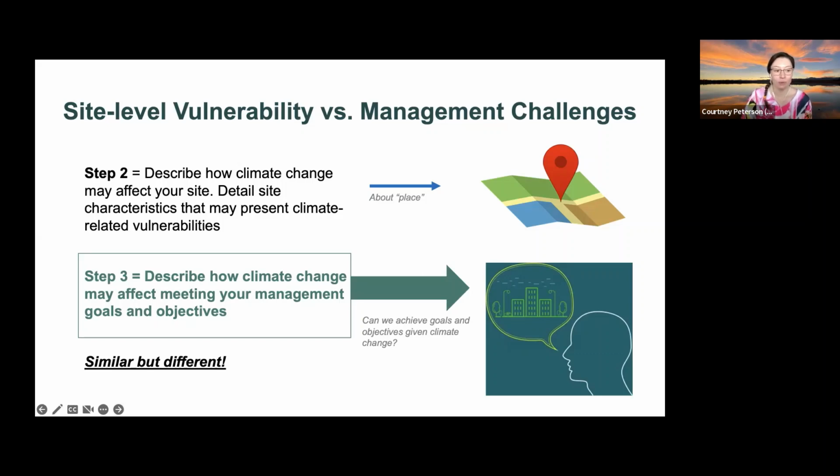And step 3, what we're doing is we're really describing how climate change may affect meeting our management goals and objectives. So we're really taking a pause based on that climate information we got in step 2 and really evaluating, can we achieve our goals and objectives given the different climate challenges and opportunities that climate change presents. So again, these are similar steps. We're still thinking about climate change impacts, but they're different in the terms of thinking about location versus our goals and objectives for management.